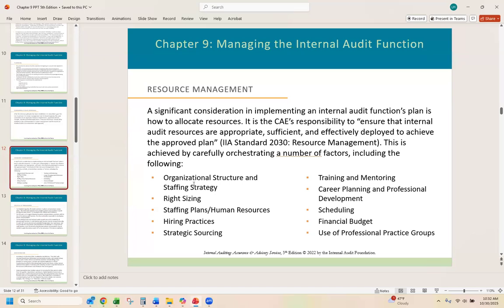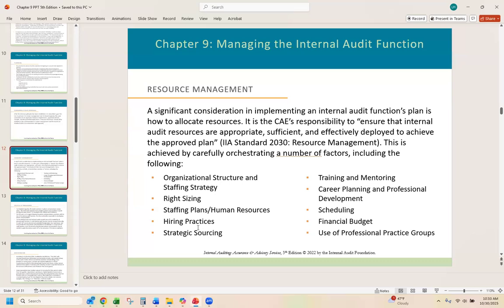Resource management, all of these things. So again, I say resource management is people. Let's look at all this different stuff that they talk about. So organizational structure and staffing strategy, that's people. Right sizing, that's people. That's having the right size of your internal audit department and the right size of the people on your different engagement teams.